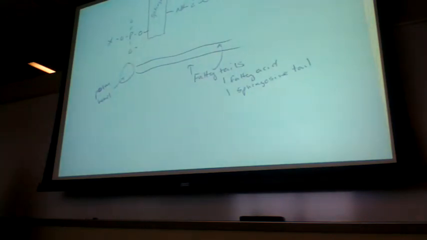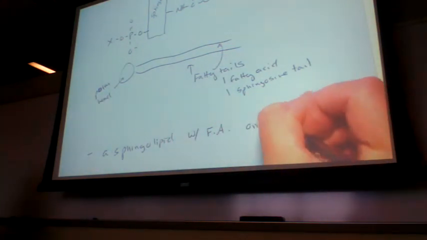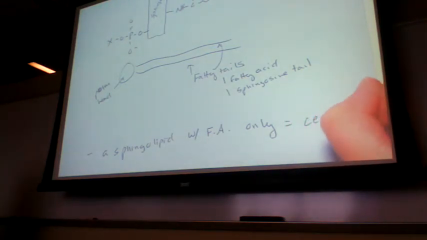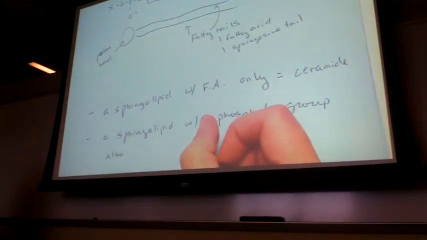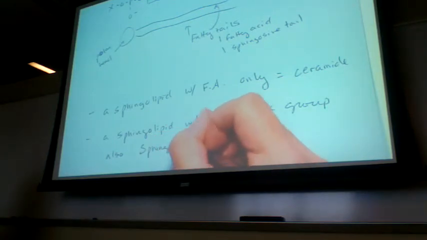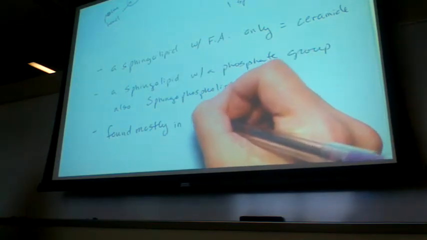A few definitions. A sphingosine with a fatty acid only and no other groups is called a ceramide. A sphingolipid with a phosphate group is also called a sphingophospholipid. And that distinguishes them from, say, a sphingolipid that has a carbohydrate. Now, these are found mostly in nerve cell membranes.